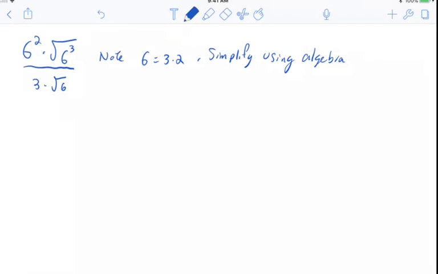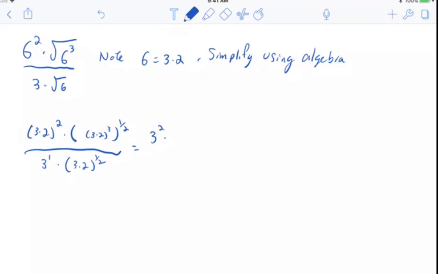The deal here is that we can express this whole thing in terms of exponents, and then using the algebra of exponents, we can boil it down into a simpler expression. So the first term is 3 times 2 to the power 2. The second term is 3 times 2 to the 3, all to the power 1/2. Down below, it's 3 to the power 1. And then it's 3 times 2 all to the 1/2. And now we just expand.